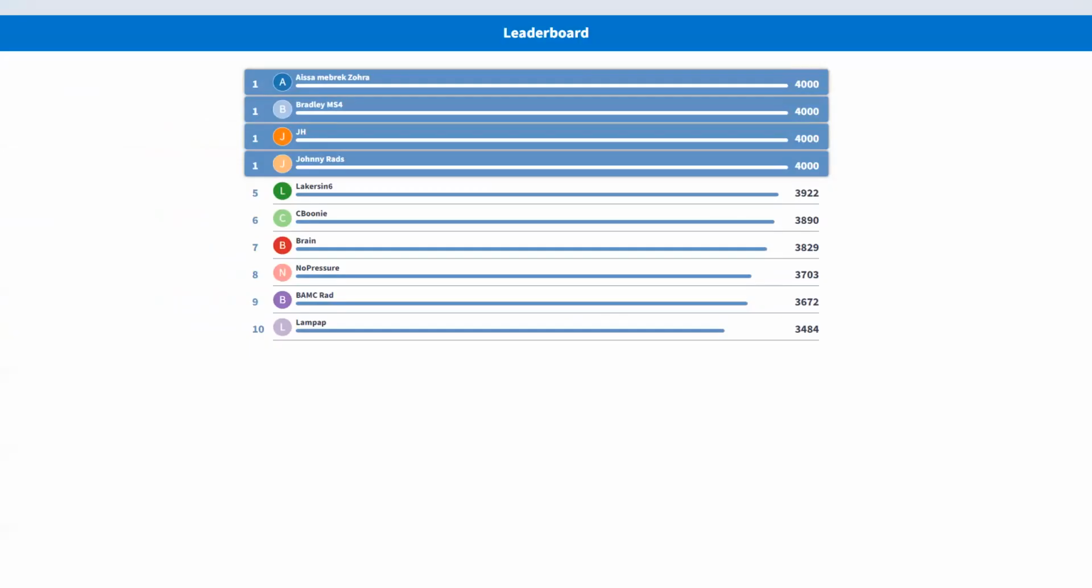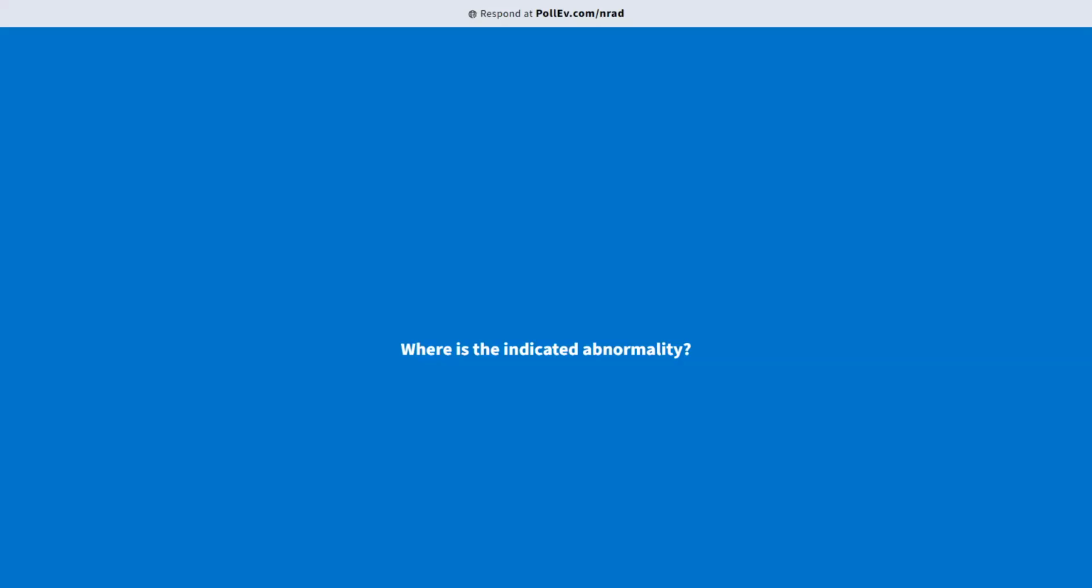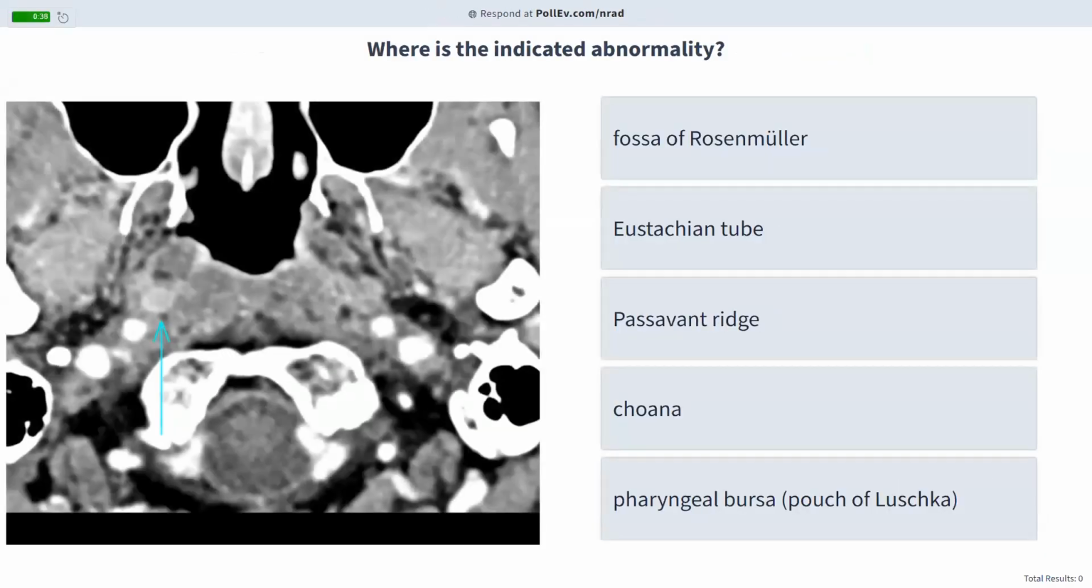Four-way tie for first. Very good. Next question is, where is the indicated abnormality? It's an axial post-contrast CT image.